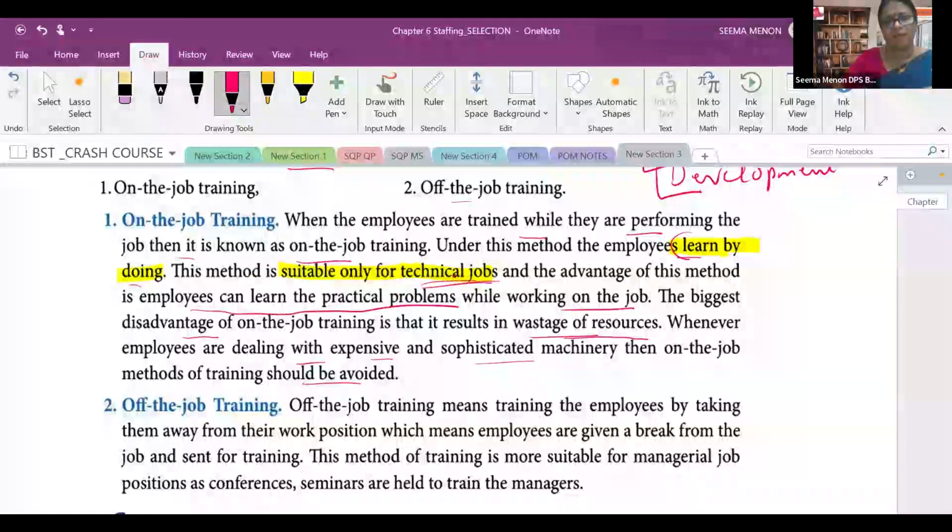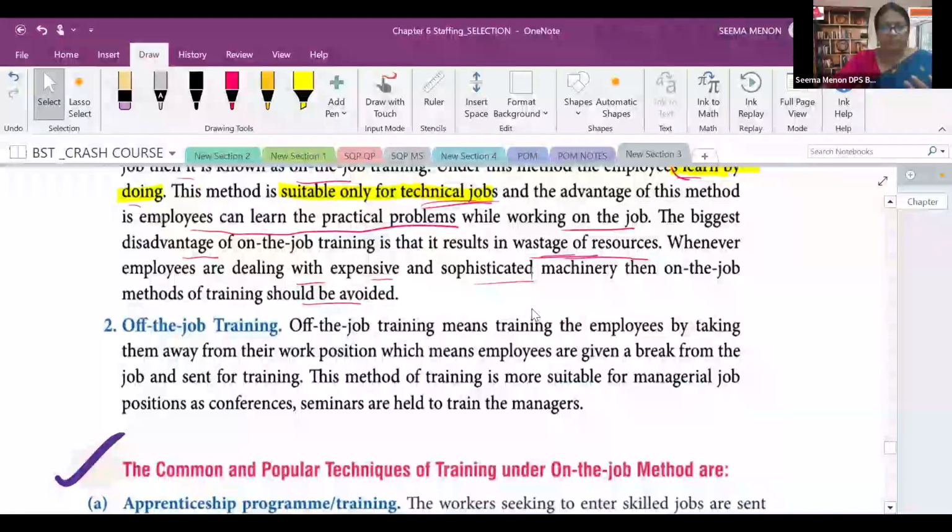Let's see that again, recapitulation. Along with that, the candidates are working, so they will know about the work problems. What are the problems they face while they work? Then the biggest disadvantage is what? There can be wastage of resources, especially when they work with a sophisticated and expensive machine.